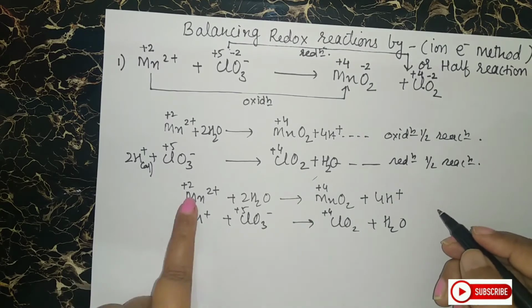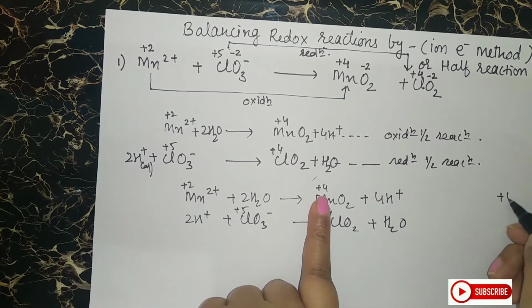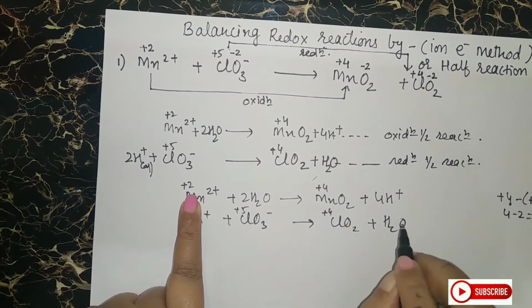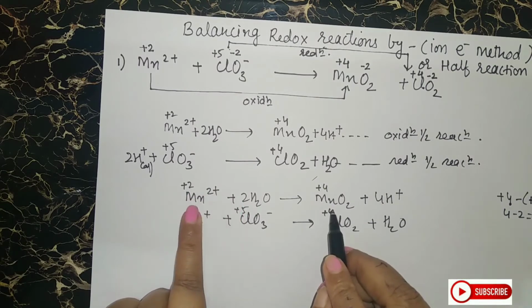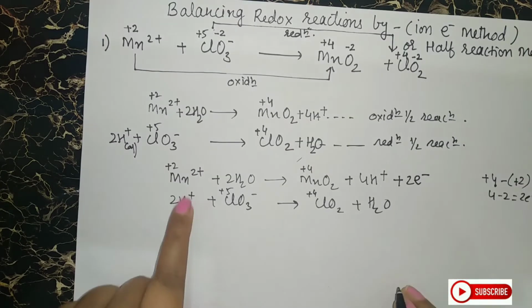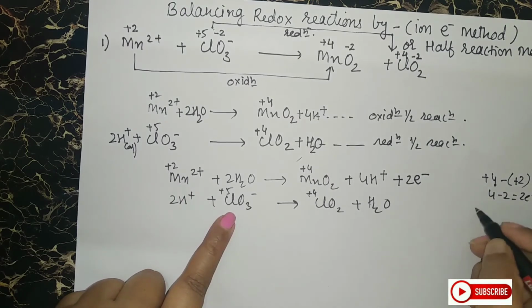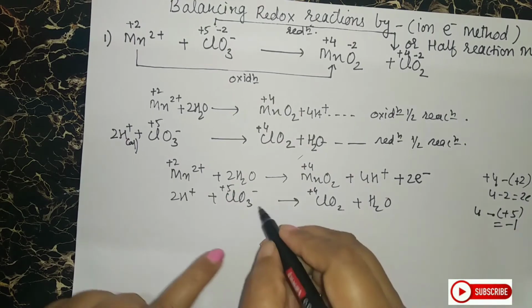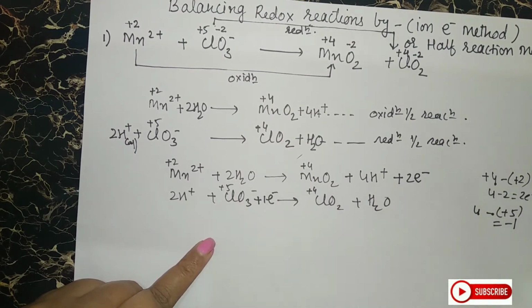For that I will take help of the charges. So it will be +4 minus +2. So this will become 4 minus 2, that is 2 electrons per atom. Here manganese is also 1 atom. So I will write here 2 electrons. Similarly, let us do for this. This will be 4 minus of +5. So this will become -1 per atom. So I will add 1 electron onto this side.